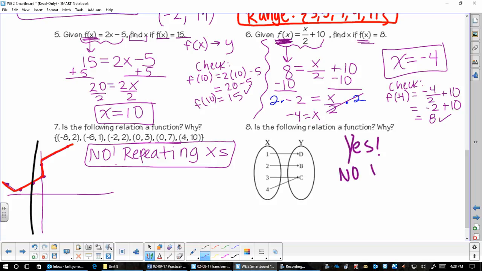There are no repeating x values. Remember, in a function, you can have repeating y values. You just cannot have repeating x values, okay?